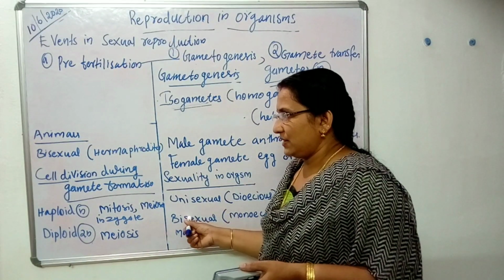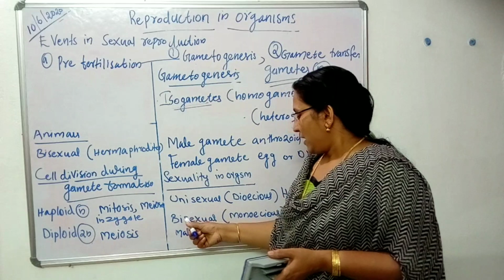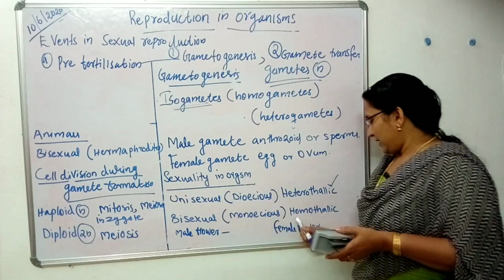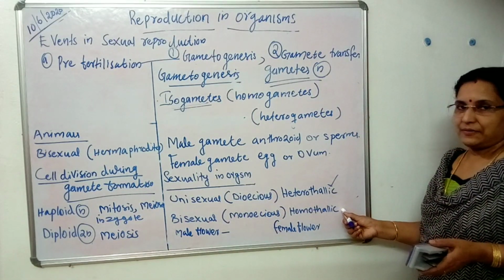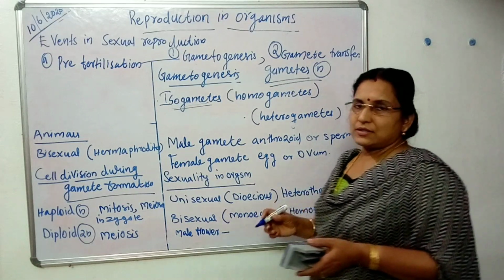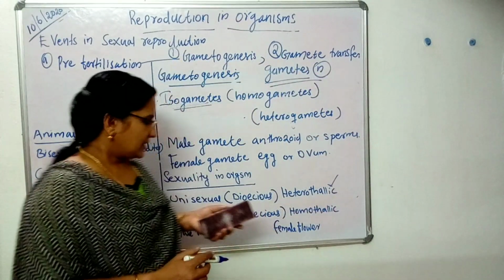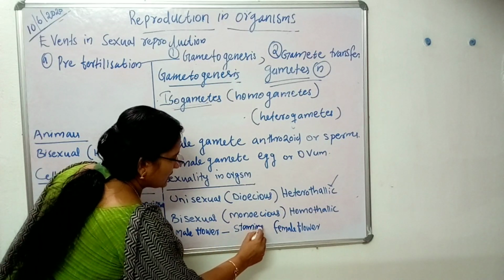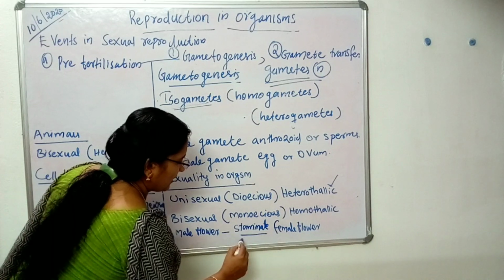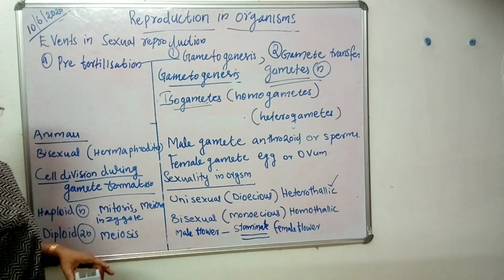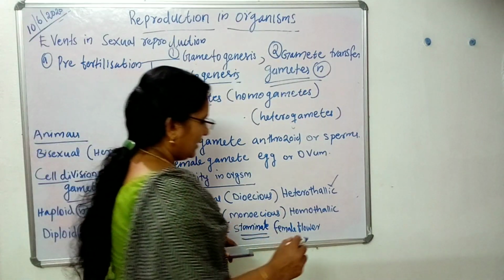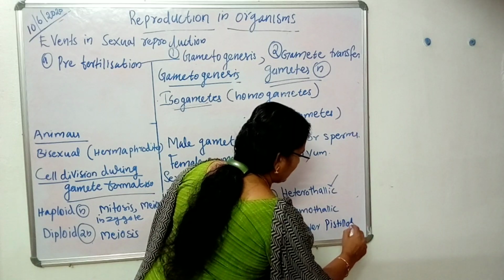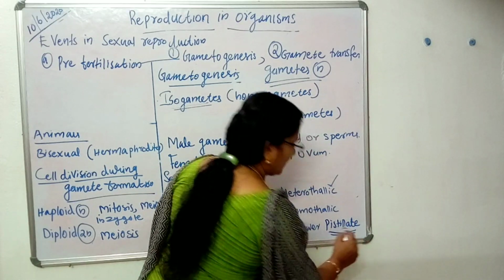Then what about the bisexual? In the case of angiosperm plants, they are bisexual or monoecious. In the case of fungi, it is known as homothallic. Then among angiosperms, the male flowers are known as staminate flowers. Why are they known as staminate? Because the male sex organ is stamen. That's why it is known as staminate flower. The female flower is known as pistillate because the female sex organ is pistil. That's why it is known as pistillate.